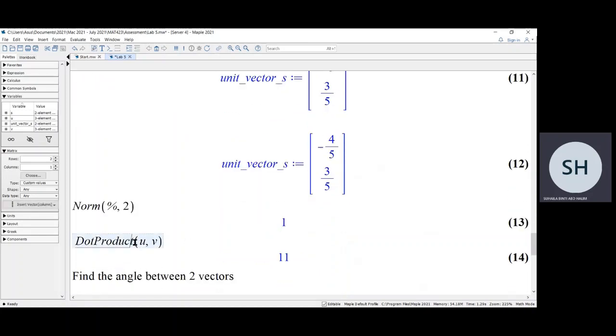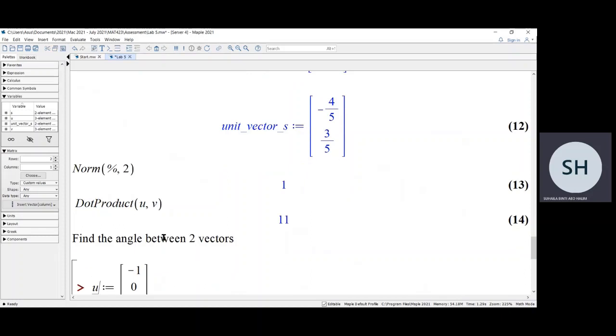And then we can find the dot product of U and V. For this one we use the vectors U and V from the beginning of this lab, which are in R3. We find the dot product of it, and we get 11 for the answer.